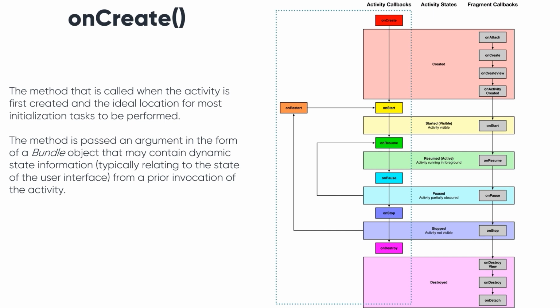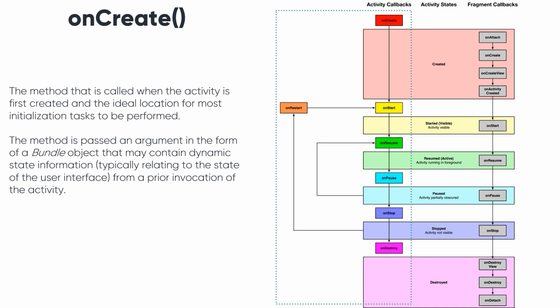onCreate. The onCreate method is called when the activity is first created and is the ideal location for most initialization tasks to be performed. And we've seen this method and we worked with it in many of our projects and in the previous videos. This method is passed an argument in the form of a Bundle object that may contain dynamic state information, typically relating to the state of the user interface from a prior invocation of the activity.